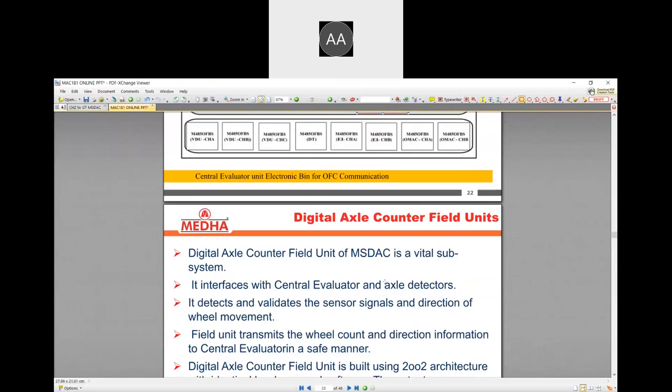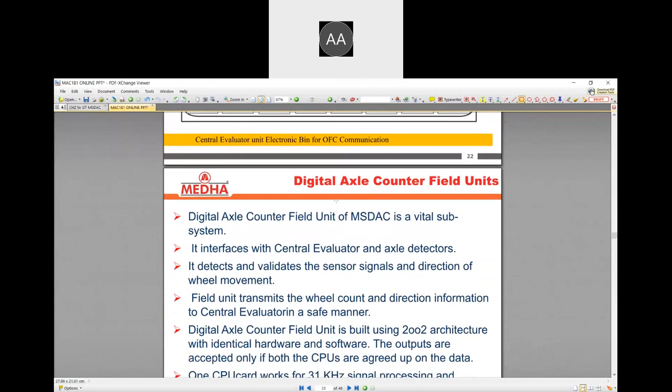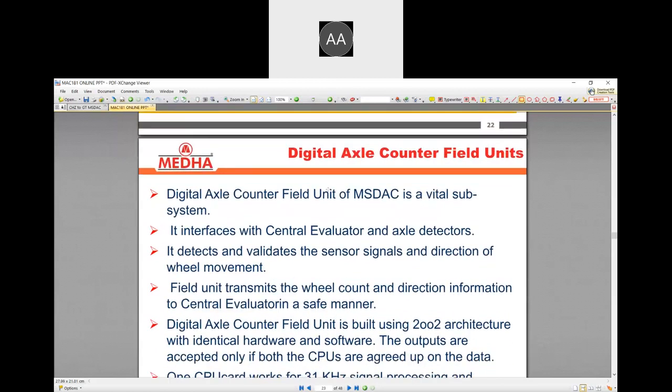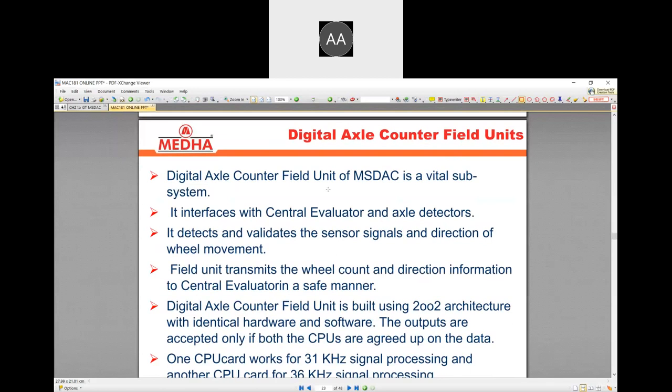Then discussing about the field unit. The field unit, we called it as DACFU, that is digital axial counter field unit, and this will be placed in the location box or it will be placed in the mushroom box I discussed earlier. So it acts as an interface between the central evaluator and the sensors or axial detector.